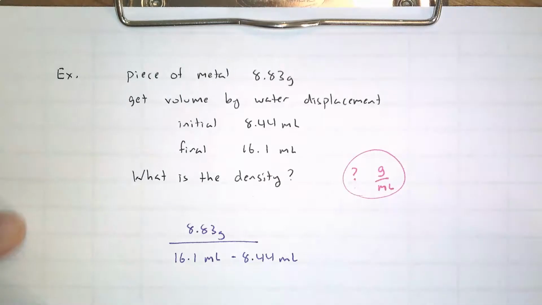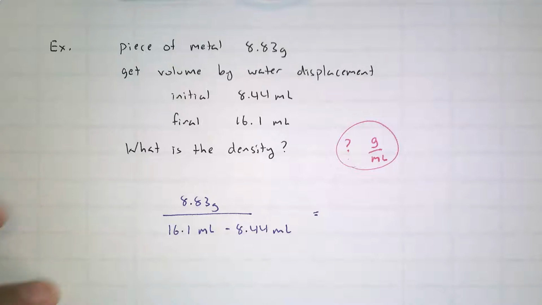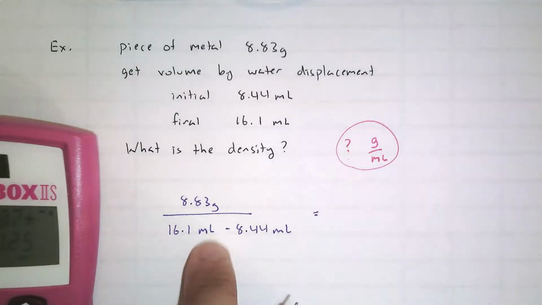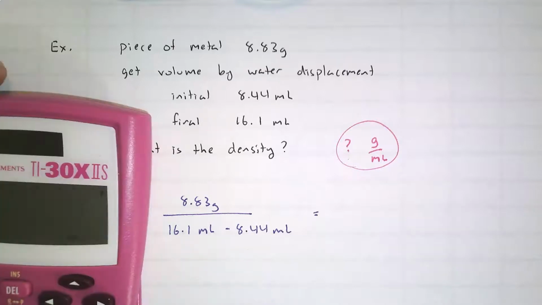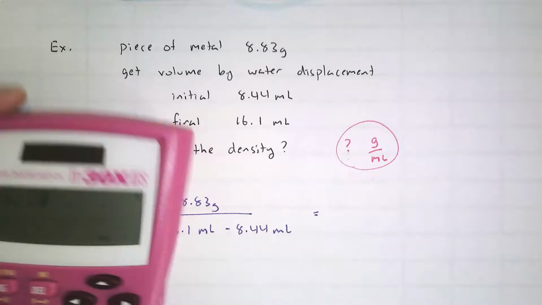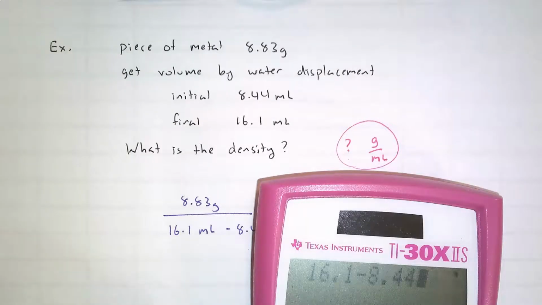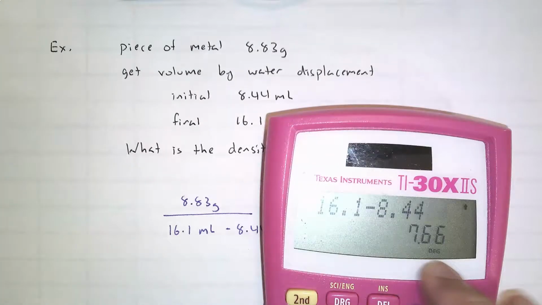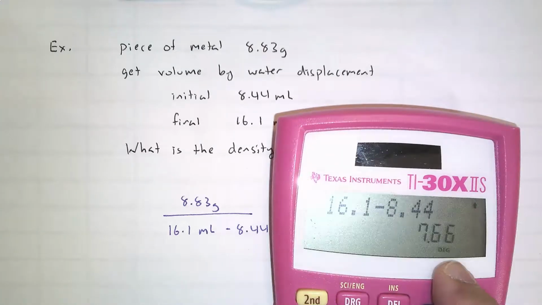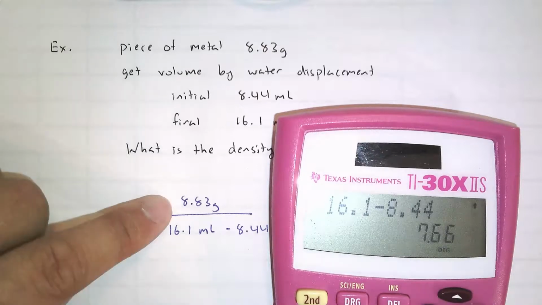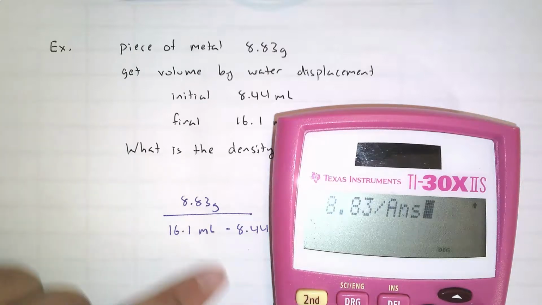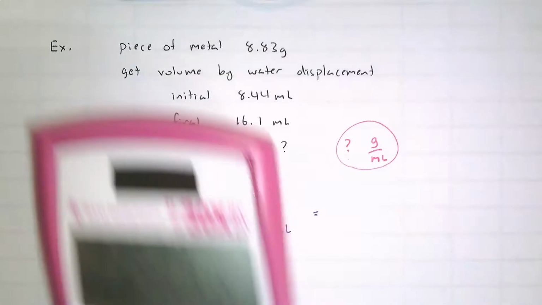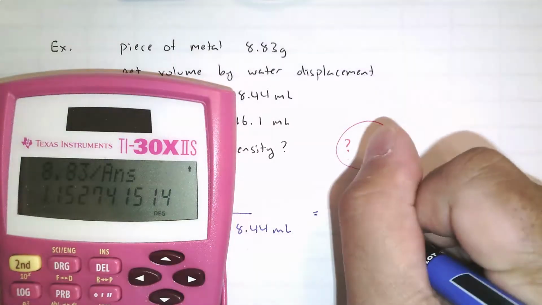So literally, how would you do this without being worried about significant figures? You would just do this on your calculator. You would do this operation first: 16.1 minus 8.44. And I have a number saved in my calculator. That's the volume. Okay, it's saved in the calculator, so all I need to do is start my new operation, 8.83 divided by that saved answer. And let me write the answer without rounding too much.